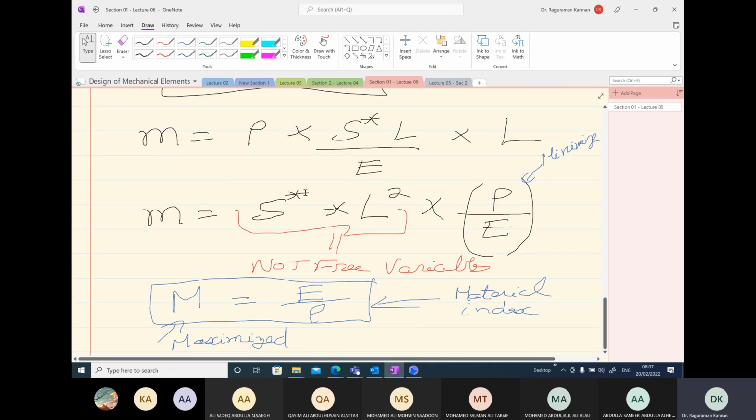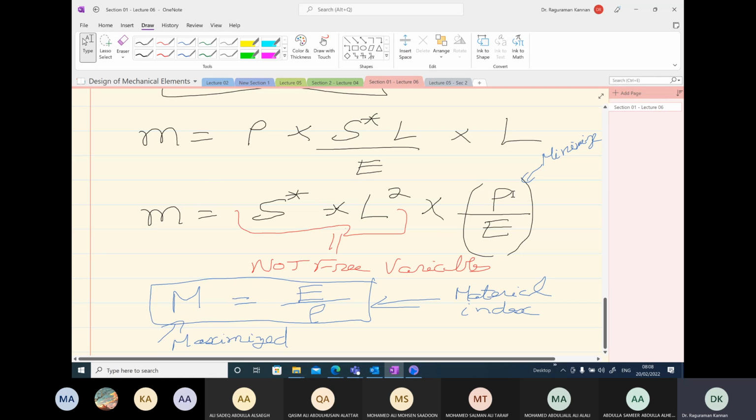Now usually what we do is we group the terms together: stiffness on one side, the material properties on one side, and geometric properties grouped together in one term. When you write it in this form and the material properties are grouped together, we get the material index. So what is the material index we get? This is the material index, but we want to minimize the mass, which means I have to minimize this term.